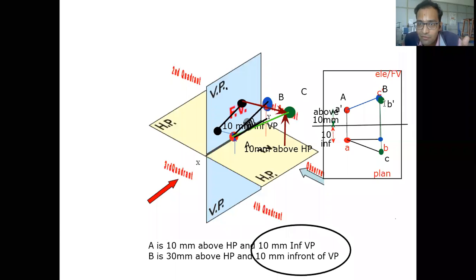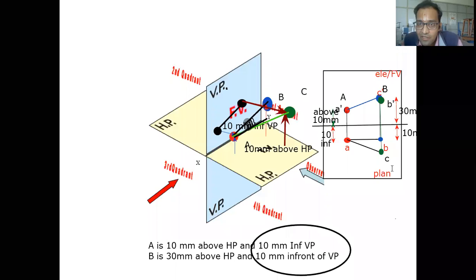For B, what I have noted is that point B is 30 mm above HP. So this is the criteria: 30 mm above HP, and it is 10 mm in front of VP. So this is going to be 30 mm for plotting of B dash, and this is going to be 10 mm. Okay.